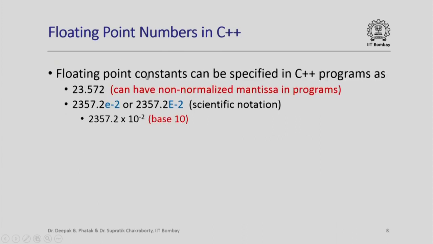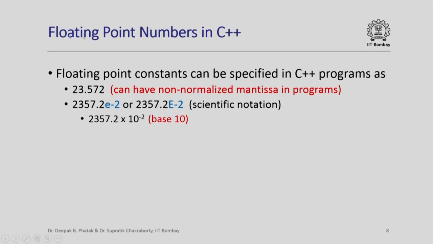How do you represent floating point constants in C++ programs? We can represent them the usual way, and in a C++ program it is not necessary for you to write the mantissa in the normalized form. When the computer stores it internally, it will store it in its normalized form.